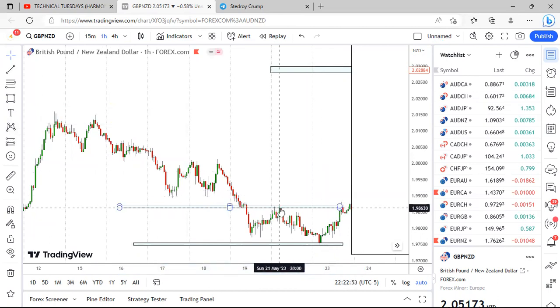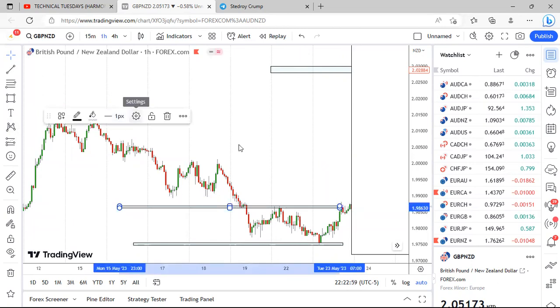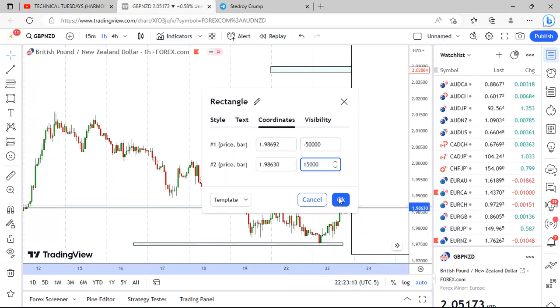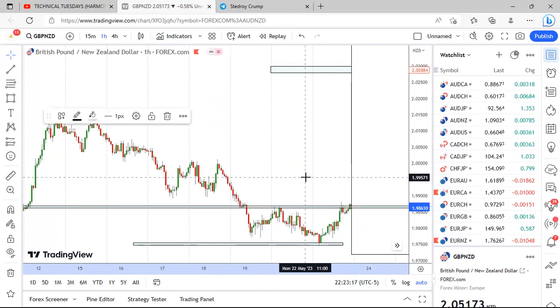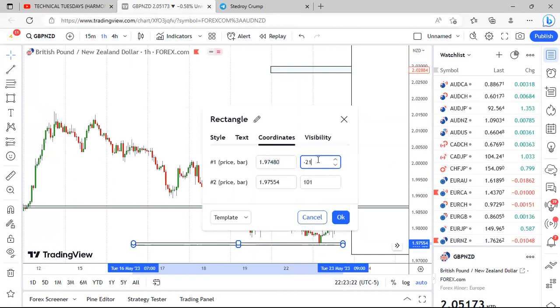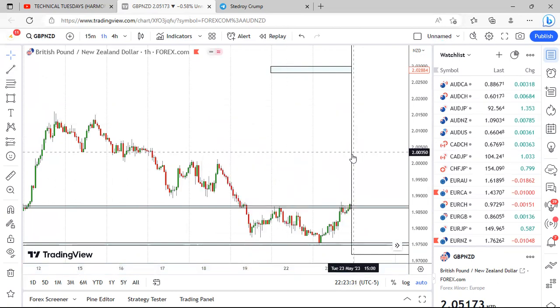Okay, and another thing, once you draw these at your ceiling and at your floor, you're gonna want to go in here, press the settings gear thing, go to coordinates. This one you do negative, and then a whole bunch of numbers changes into that. And this one you do just numbers like that, and it will max out. Basically shoots it all the way across. Okay, and then same for this one. Boom, just like that. Cool. Okay, so this is the strategy.